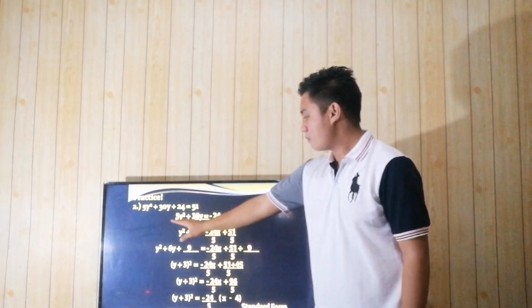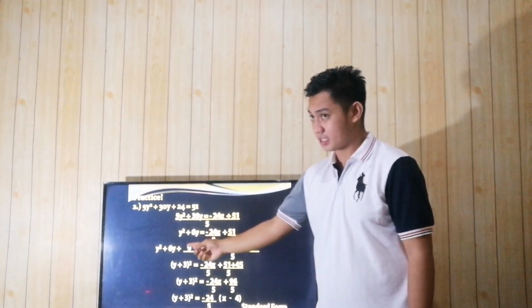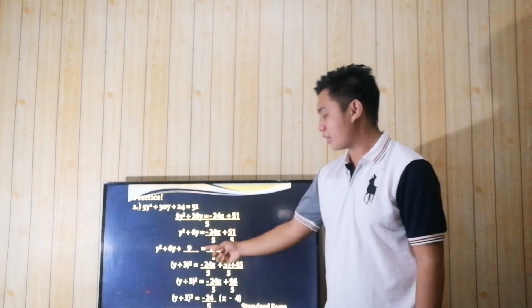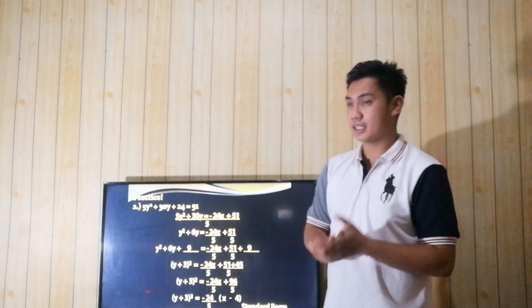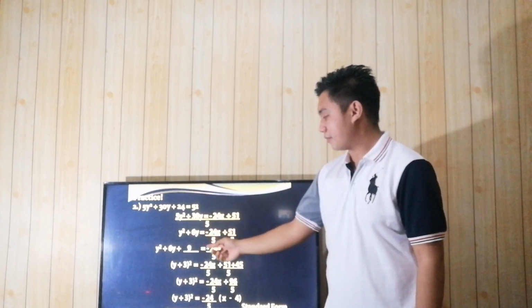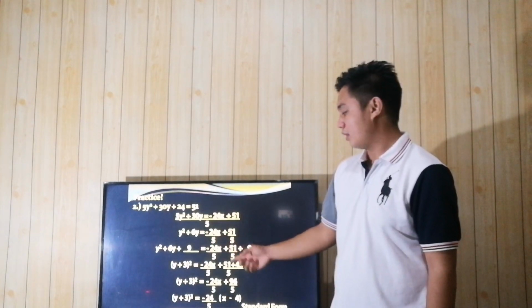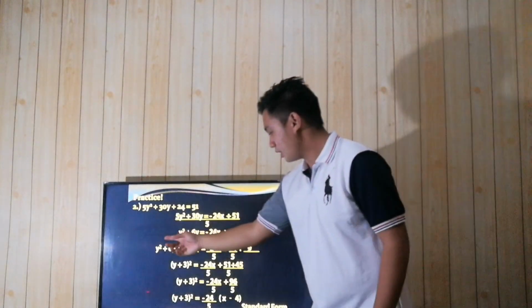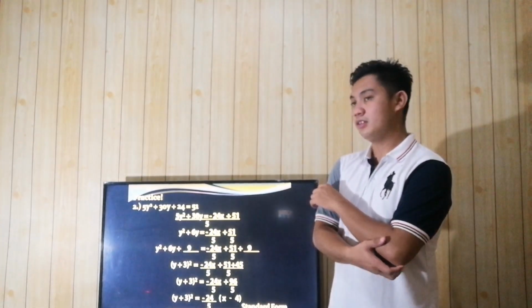Simplify natin. So, 5y squared divided by 5, we have y squared. 30y divided by 5, we have positive 6y. Negative 24x divided by 5, we have the negative 24x over 5. Since hindi siya divisible by 5, so, copy lang natin siya. So, negative 24x over 5. And then, 51 divided by 5, again, 51 over 5, since hindi siya divisible by 5. Yun lang. So, nakuha na natin ito. So, ano na ang susunod na step na gagawin natin?